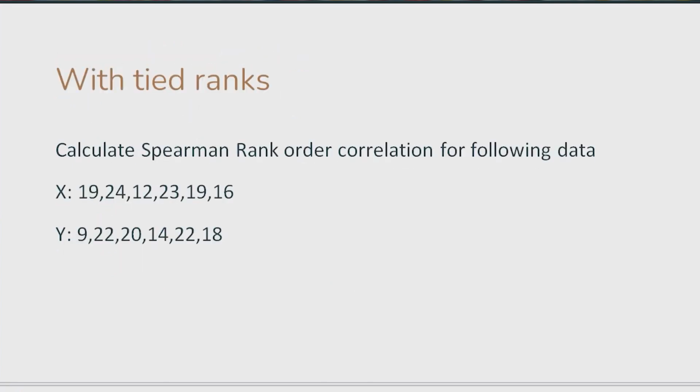Now what do we do when the ranks are tied? Here I have given you another example where you can see there are overlapping or repeated numbers. You can see here what is repeating. 19 has come twice. Similarly in the y values, you can see 22 is repeated twice.